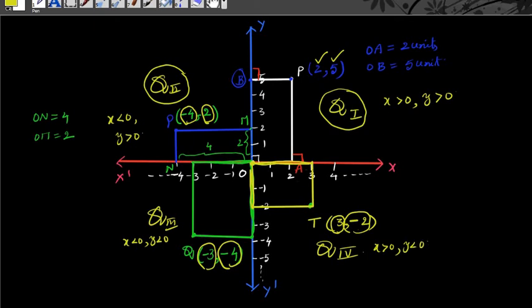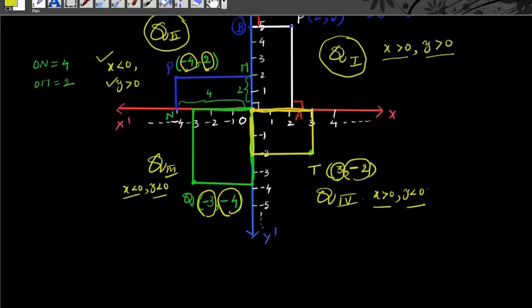So you have to note the property of a point in the first quadrant: the x coordinate is positive and the y coordinate is positive. The property of a point that lies in quadrant 2 is that the x coordinate is negative and the y coordinate is positive. In the same way, for a point in quadrant 3, x is negative and y is also negative. In the fourth quadrant, x is positive and y is negative. These are the properties of a point lying in the quadrants.